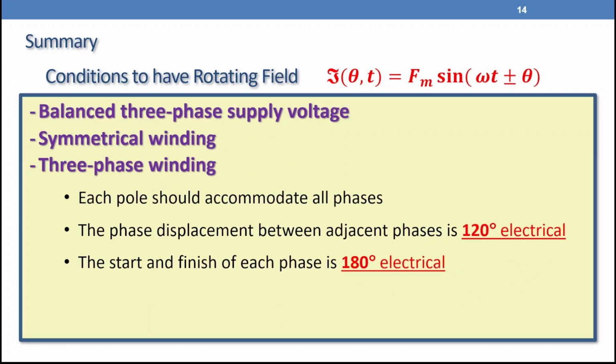Each pole should accommodate all phases, A, B, C, either go or return. The phase displacement between adjacent phases is 120 degree electrical. The start and finish of each phase is 180 degree electrical. Please remember, theta electric equal P over 2 theta mechanical. For example, 120 degree electrical for 4 pole machine equals 4 over 2 theta mechanical, so theta mechanical equals 60 degrees.